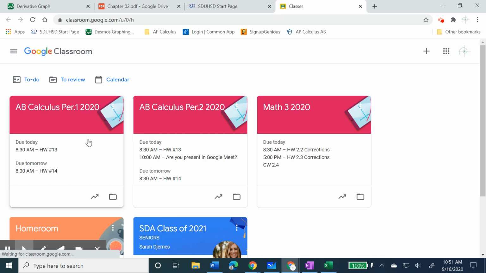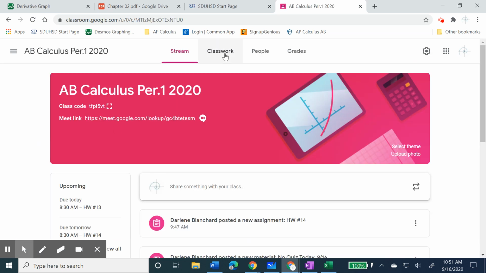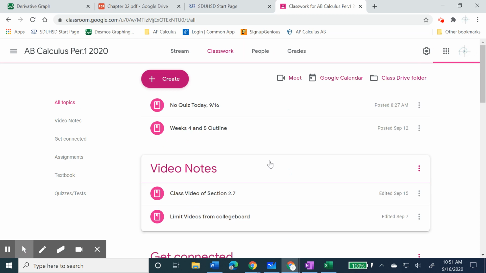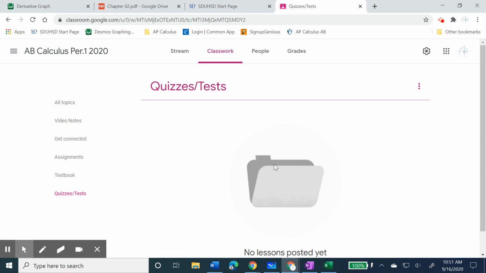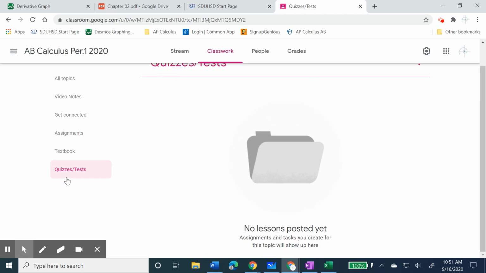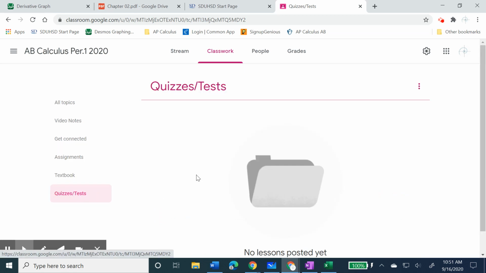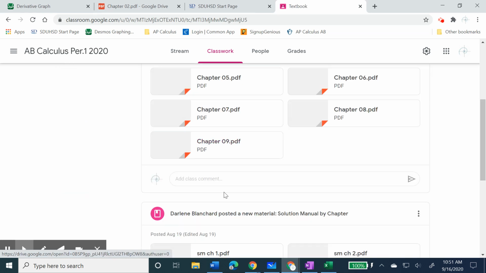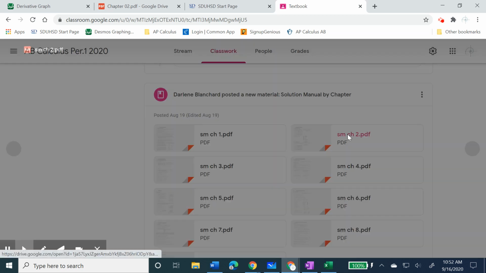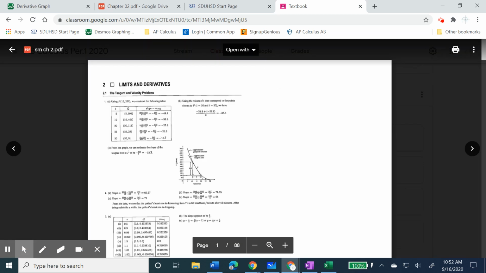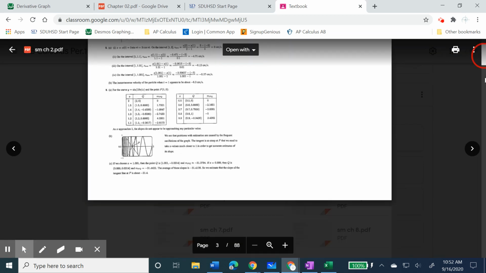I'm really frustrated with slow internet. The internet really needed to know COVID was coming and get better. I apologize. This is taking too long. Just trying to get to the solution manual.